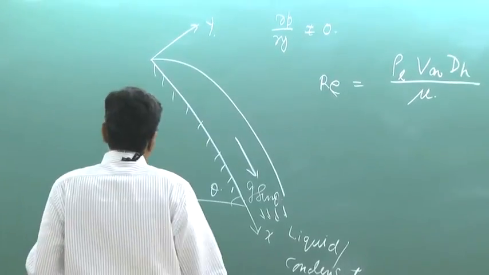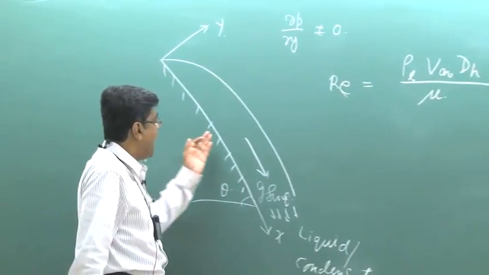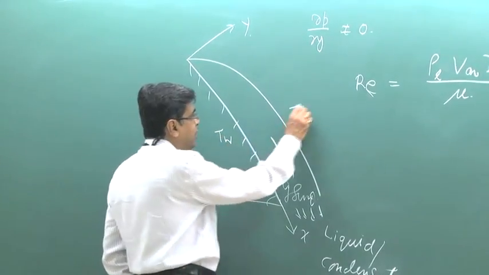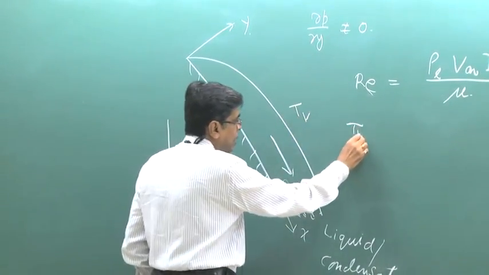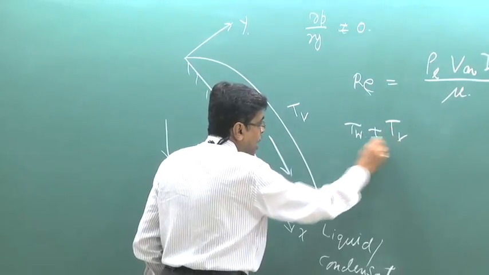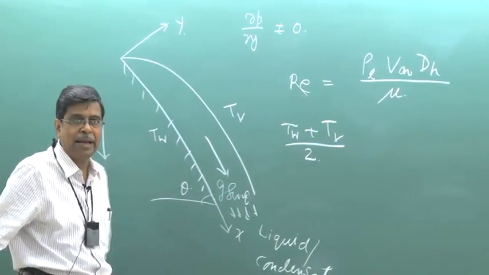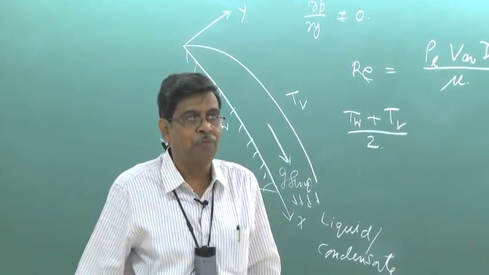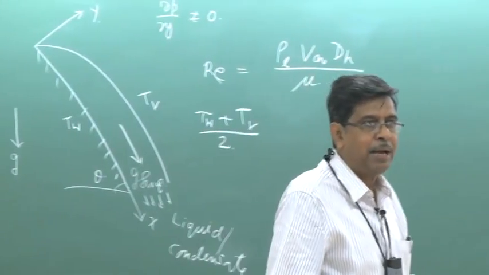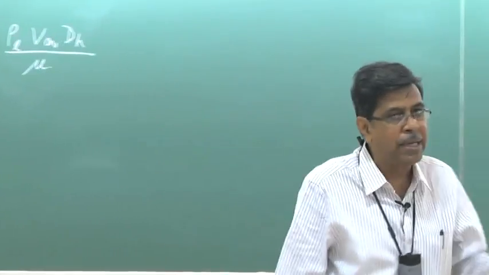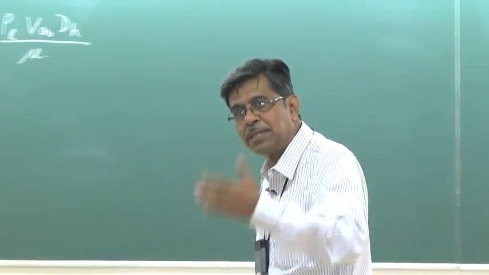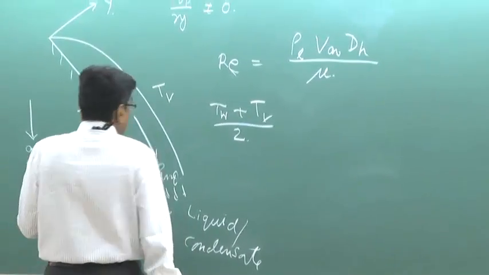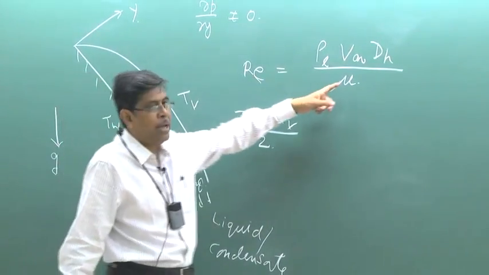So all the liquid properties are usually evaluated at an arithmetic mean temperature of TW and TV, that means (TW plus TV) by 2. This is known as film conditions. Sometimes we say the properties are evaluated at film conditions, meaning all properties are evaluated at a temperature which is the arithmetic average of the surface and the vapor temperature. So this is rho L, mu, evaluated like that.